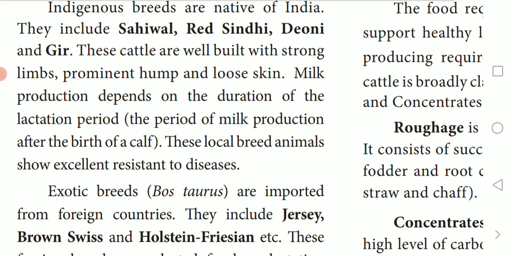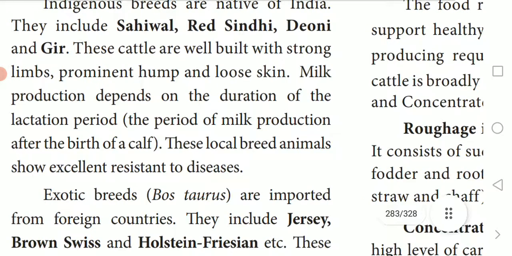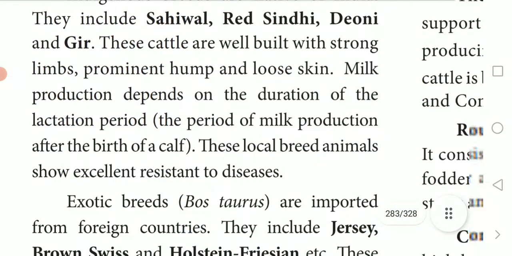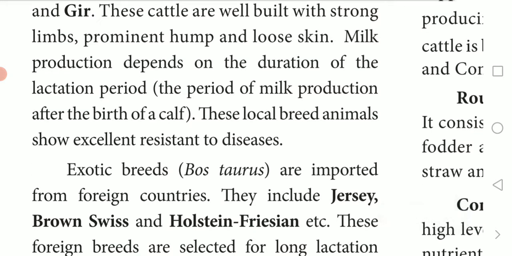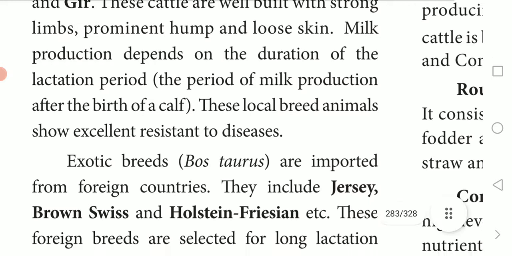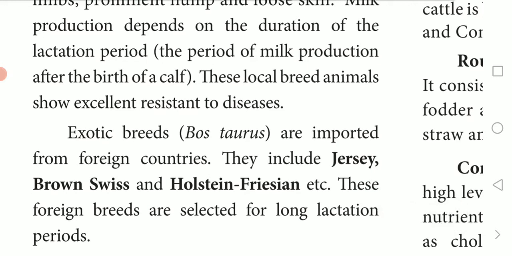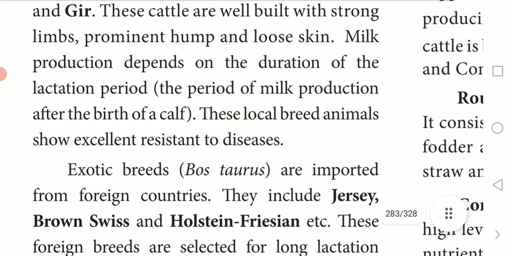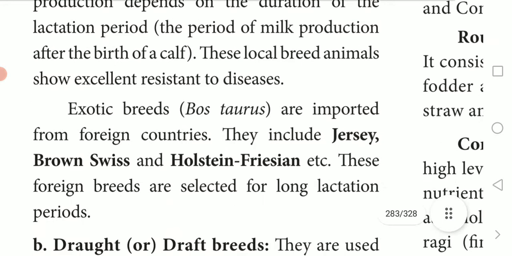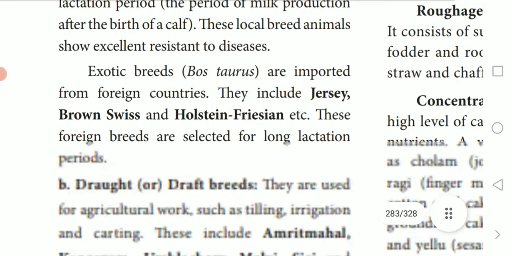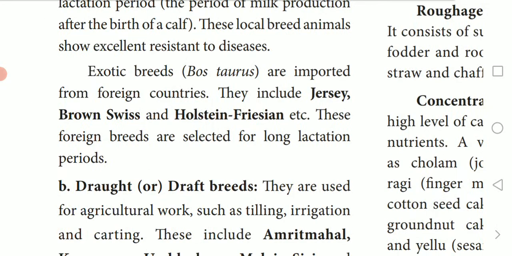The milk production depends on the duration of the lactation period. The period during which we extract milk from the cow, that period we call the lactation period. The period of milk production after the birth of a calf is called the lactation period. These local breed animals show excellent resistance to disease. So these local breed animals have immune systems against some kinds of disease.